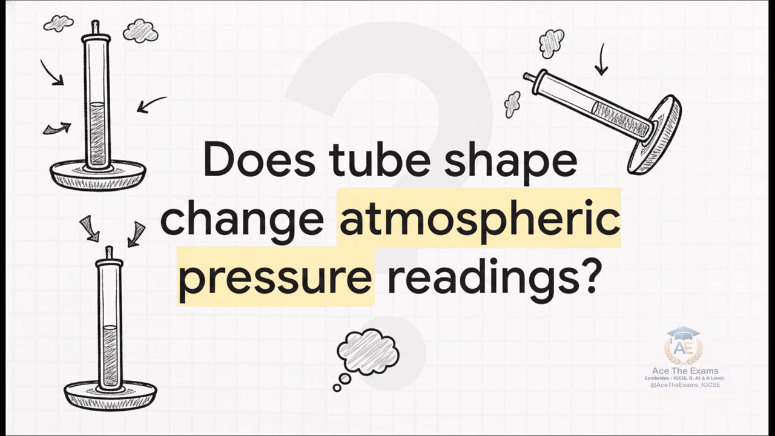If you took that barometer tube and tilted it sideways, or maybe if you swapped it out for a much narrower tube, would the actual reading of the atmospheric pressure change? Does the shape of the container somehow change the vertical pressure of the liquid inside? I'll let you chew on that one.